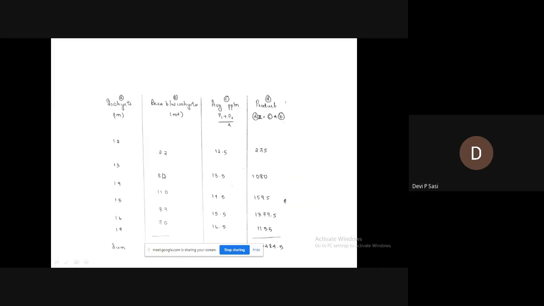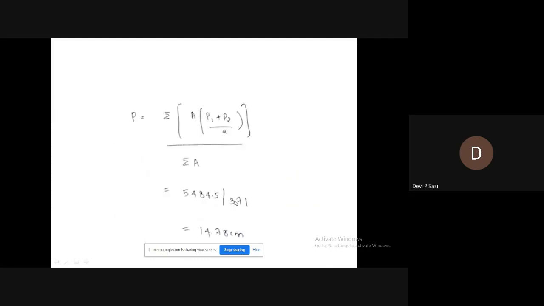Next, the denominator is sigma A. What is sigma A? It is directly given in the question: 22 plus 80 plus 110 plus 89 plus 70. So it will be 371. And the equation for the isohyetal method is sigma A into (P1 plus P2) by 2, divided by sigma A. Therefore, it will be 14.78 centimeter.